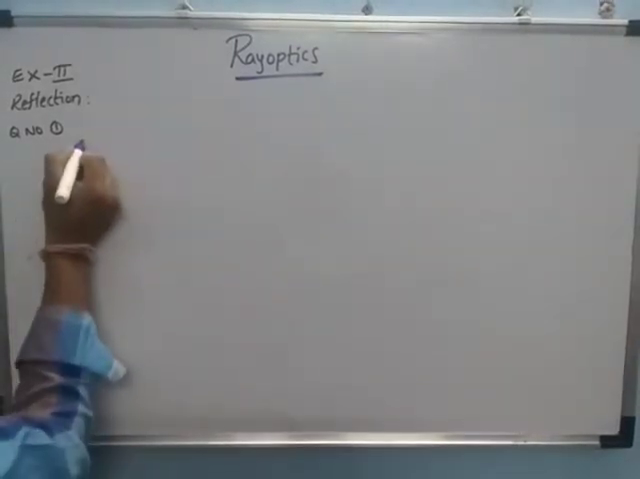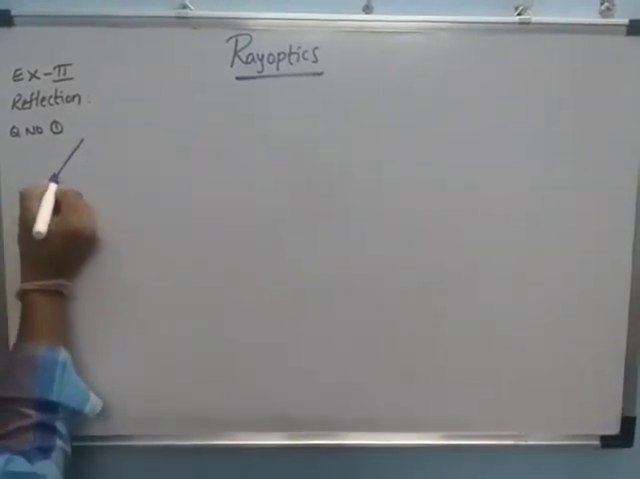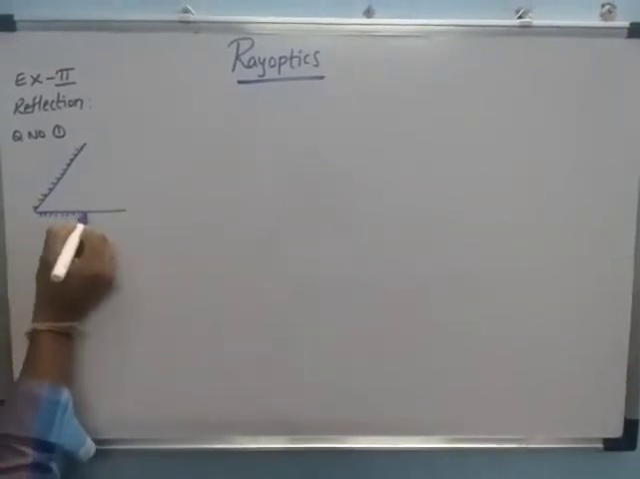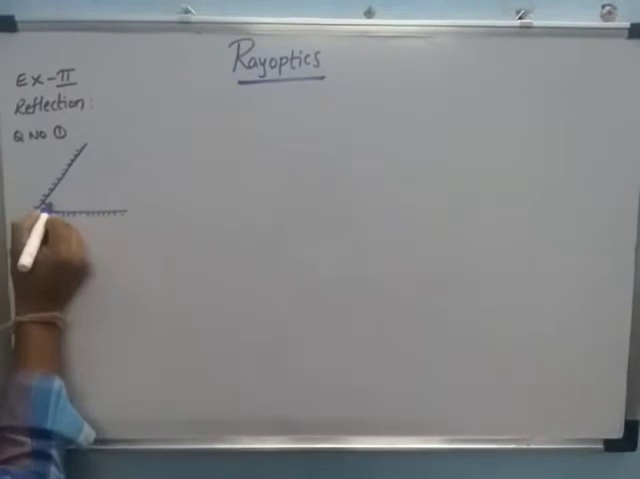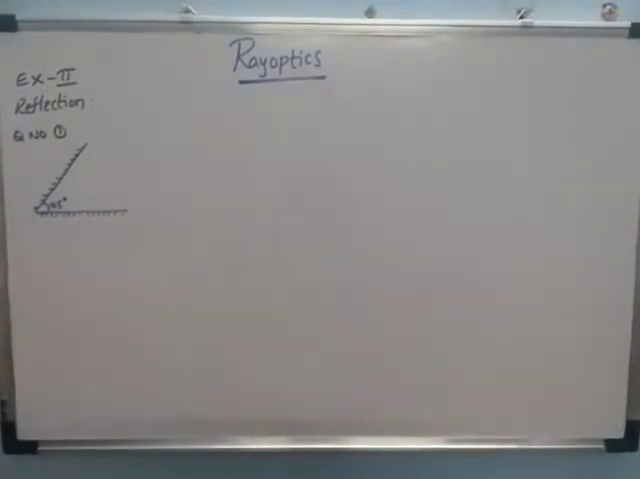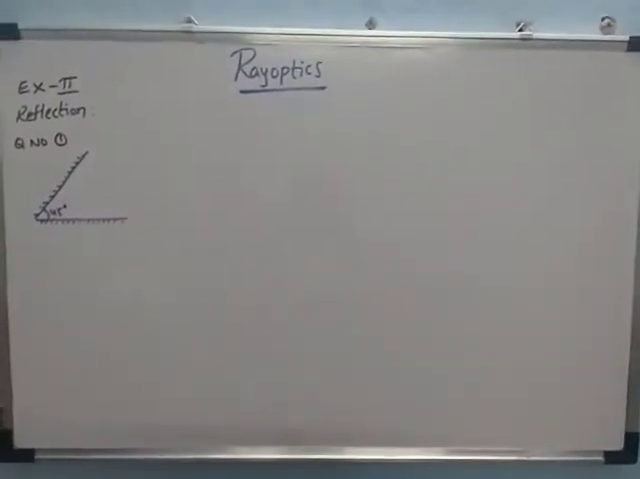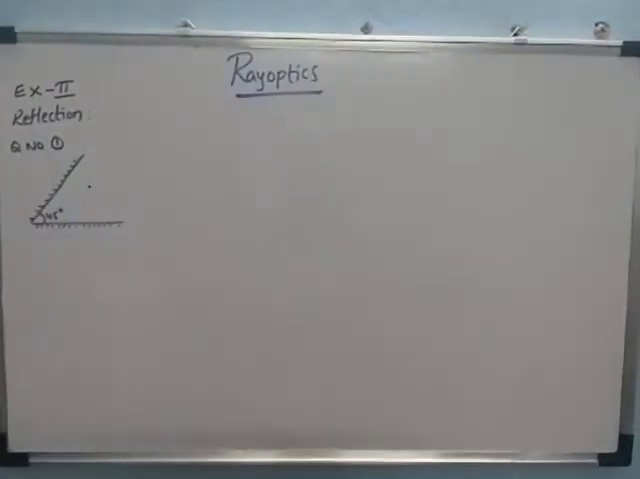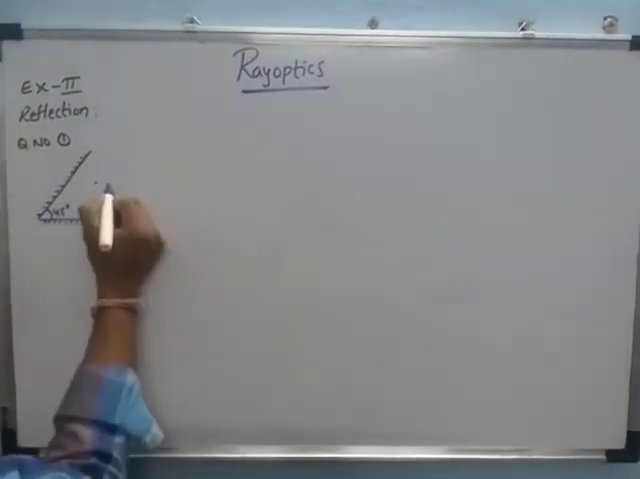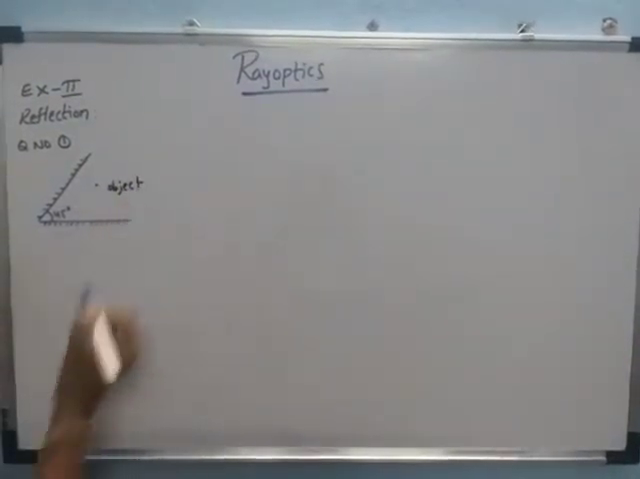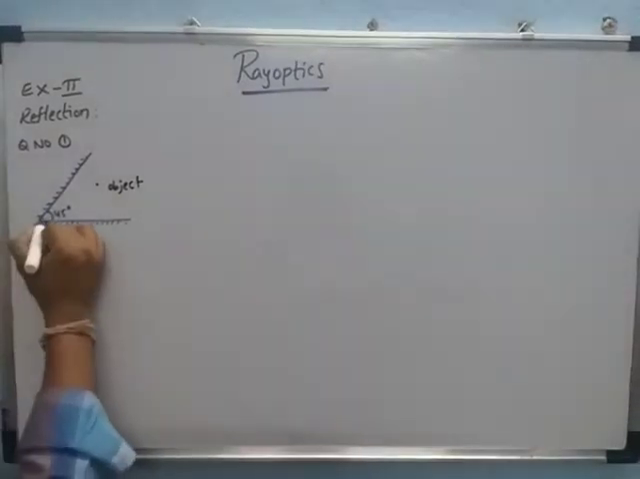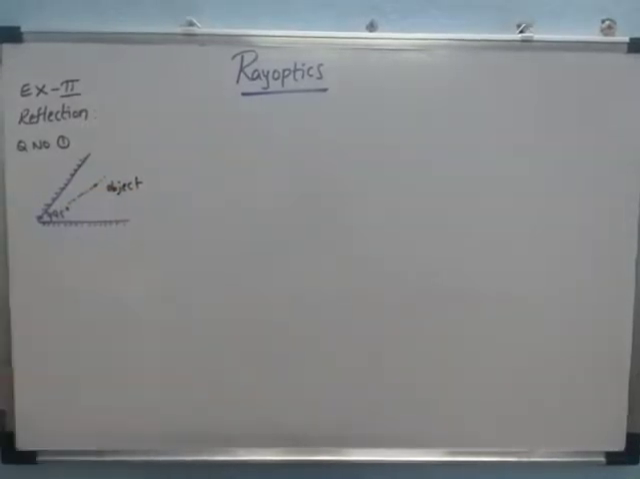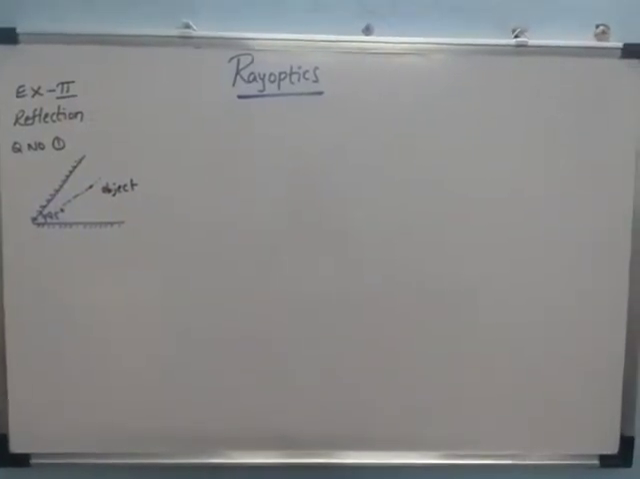Here are the two mirrors. This is the first mirror and this is the other mirror. The angle between the two mirrors is 45 degrees, and the object is placed between the two mirrors. This is the object. The object is placed between the mirrors, exactly symmetric. Find the number of images.